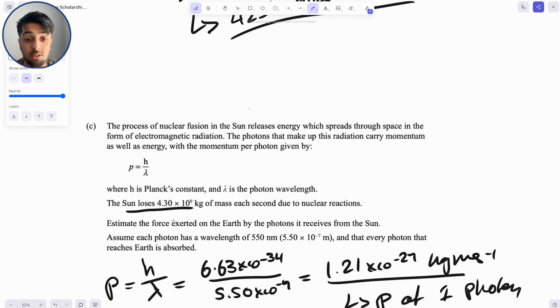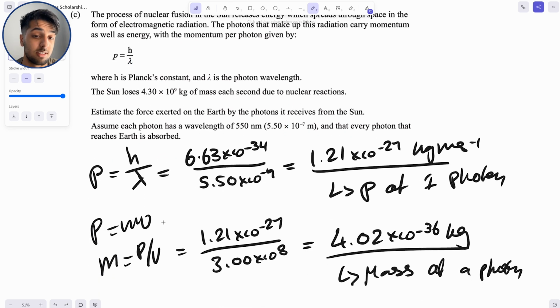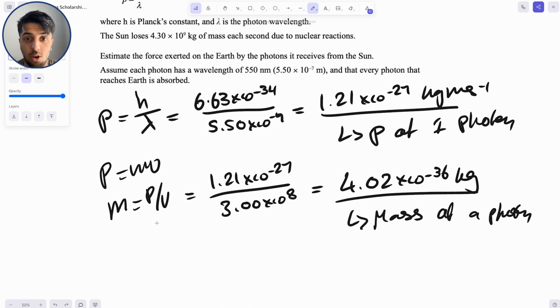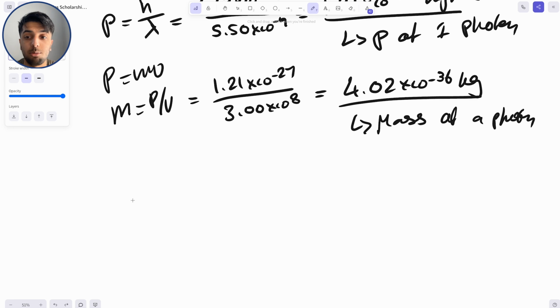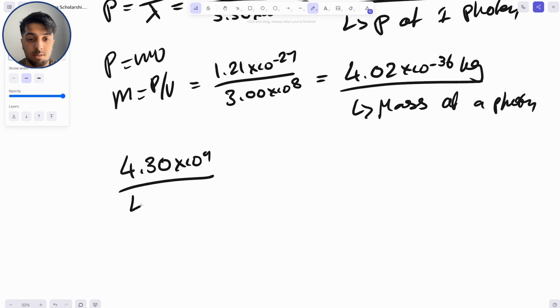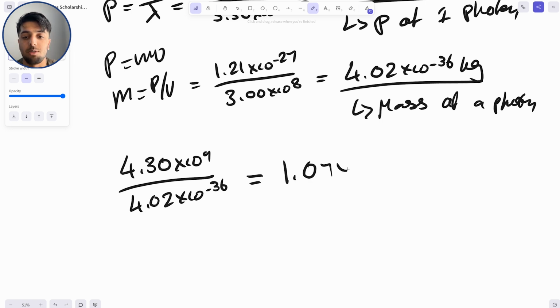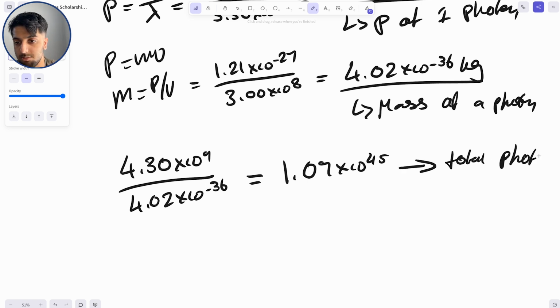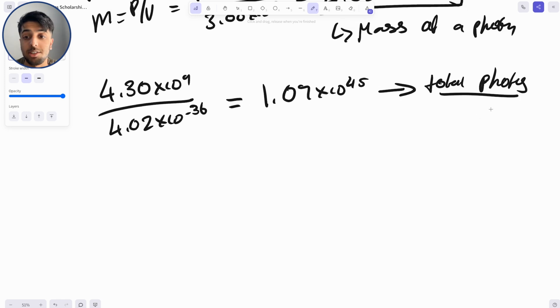Now, given that the sun loses 4.3 times 10 to 9 kgs of mass per second, we can get the total number of photons per second by dividing the total mass that the sun loses by the mass of a single photon, and we get 1.07 times 10 to the 45. That's just total photons. Right, now that is the total number of photons that the sun releases per second.